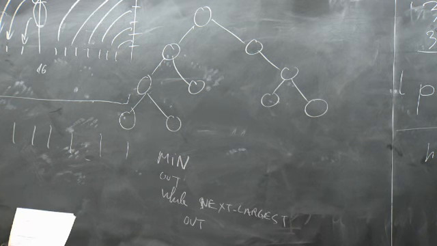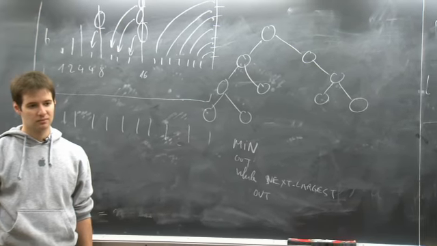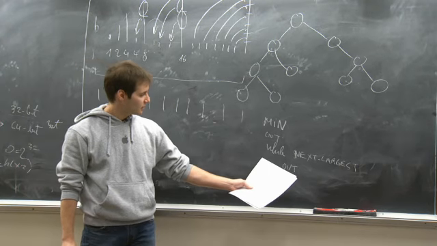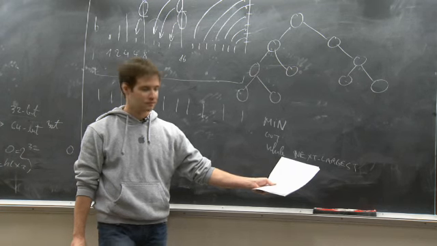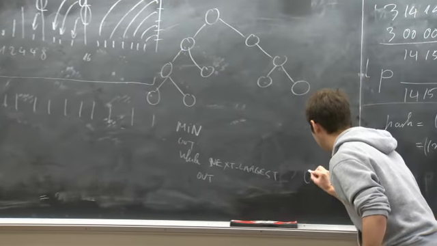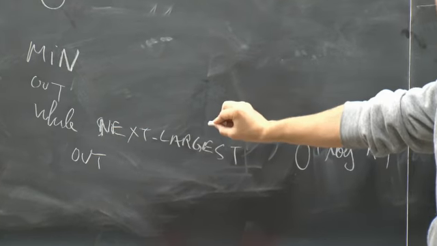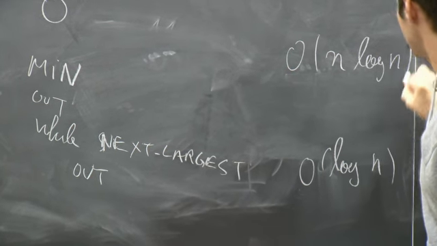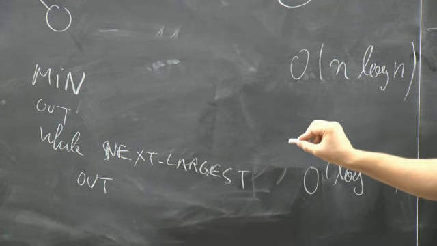If you do the thing with in-order traversal, you get order n running time. What's the running time for this? For n. You're going through all the keys, so. Yeah, but what's the running time for next largest? Log n. So this guy is log n, right? So I have n keys, so this whole thing is O of n log n. So it's definitely not bigger than n log n.